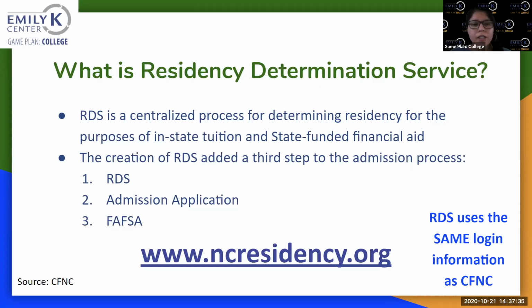That is the website on the screen. So ncresidency.org is where you go directly to the RDS portal. And then if you already have a CF&C account, you can just use the same login. So if you think you have an account but you're not sure, just go ahead and click forgot username, because you don't want to have multiple accounts connected to this. Only have one, and if you already have a CF&C account, that's fine. You can go ahead and log in through that same login information.